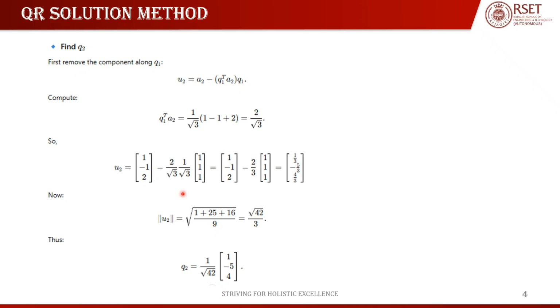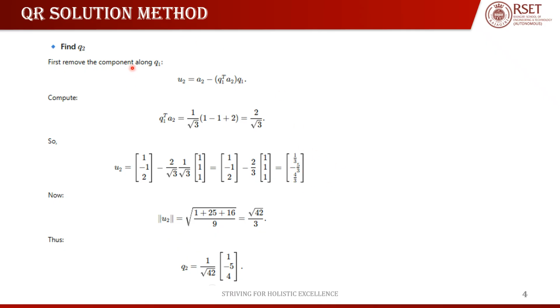Your q1 was 1 by root 3 into 1 1 1. So taking a2 minus q1 transpose a2, which is 2 by root 3, times q1, that is 1 by root 3 into 1 1 1, this constant becomes 2 by 3. Taking it inside, the first term is 1 minus 2 by 3, that is 1 by 3. Here you have minus 1 minus 2 by 3, which is minus 5 by 3. Here you have 2 minus 2 by 3, which is 4 by 3. This is your u2.